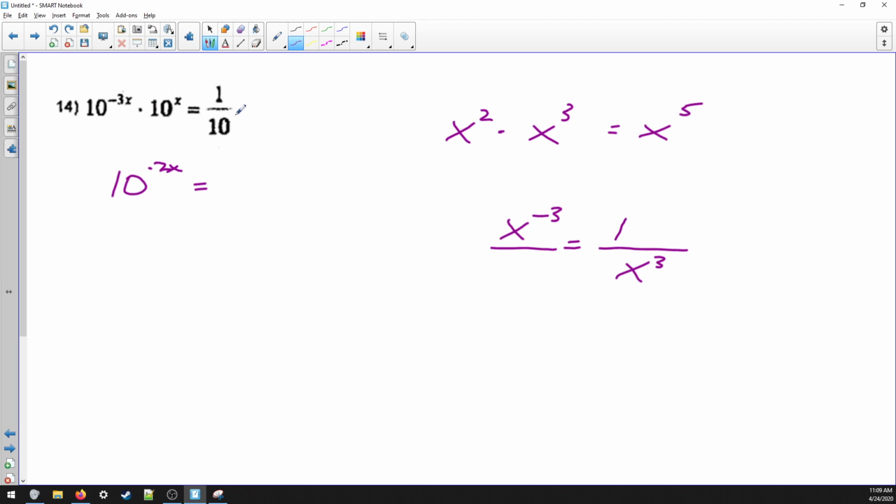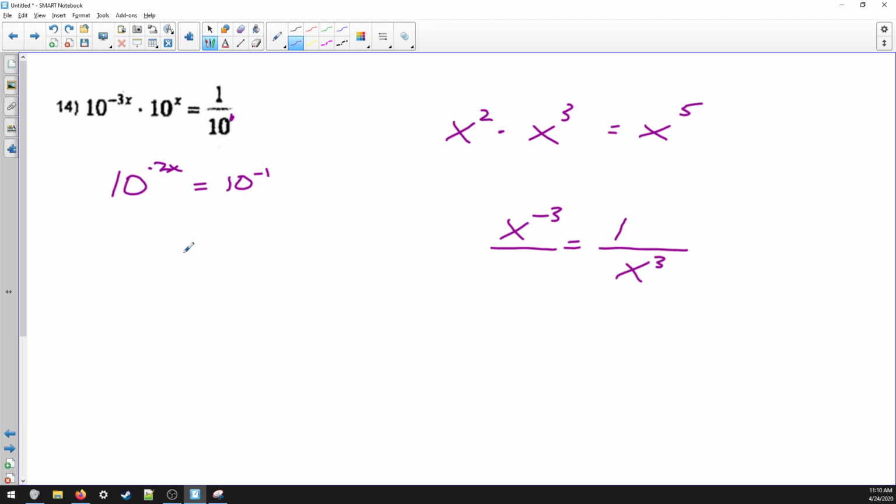I could do that over here. The 10 is really 10 to the first power, and if I move this up in its fraction, it will become 10 to the negative 1. So now I can say 10 to the negative 1 is the same as 1 over 10 to the positive 1. And now I have 1 over 10 on the left, 1 over 10 on the right.